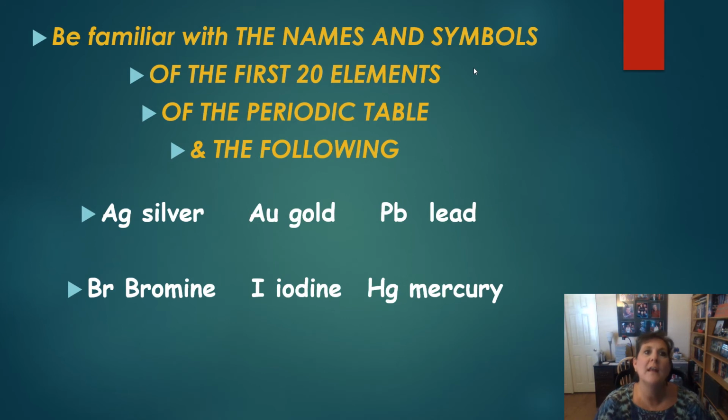Now, you should be familiar with the names and symbols of the first 20 elements of the periodic table, but you don't have to memorize them. The reason is, if you look at your periodic table for Chem 107, it actually has the names on there. So you don't need to memorize them, but it is going to save you some time if you don't have to look up every element. So if you can remember C is carbon and H is hydrogen, that'll help you so you don't have to look them up every time. Some others I'll be mentioning. Ag is silver, Au is gold, Pb is lead, Br is bromine, I is iodine, and Hg is mercury. So you may see those as well.